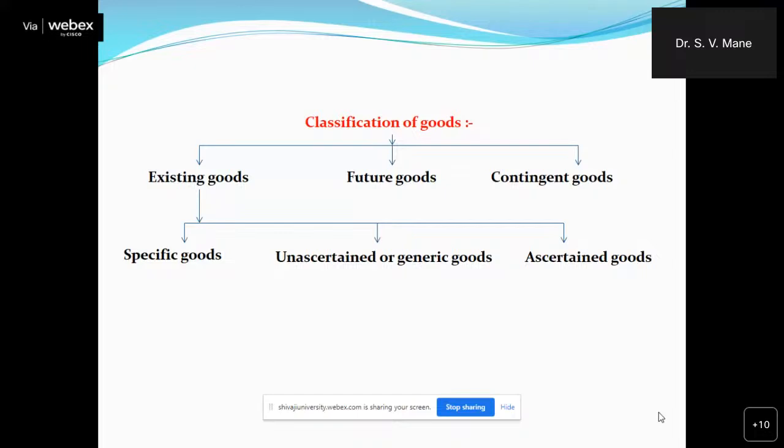Then third one is contingent goods. According to section 6 subsection 2 of the Sale of Goods Act 1930, contingent goods means the goods, those are future goods, or acquisition of goods by the seller depends upon a contingency which may or may not happen. Then transfer of property. So here we will discuss the transfer of property.